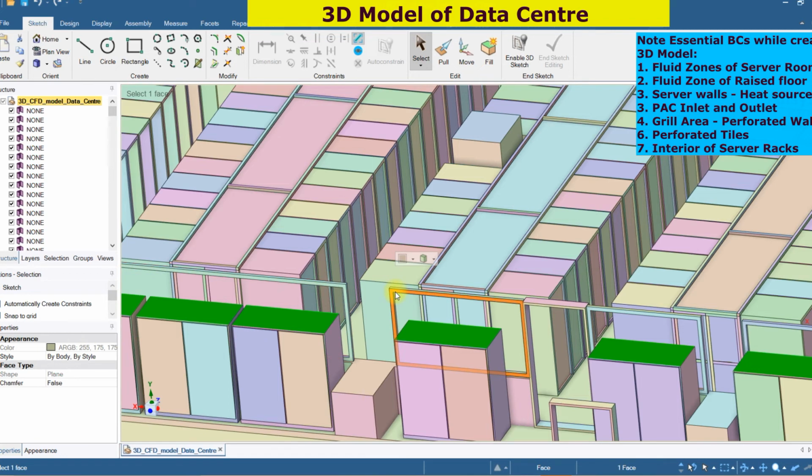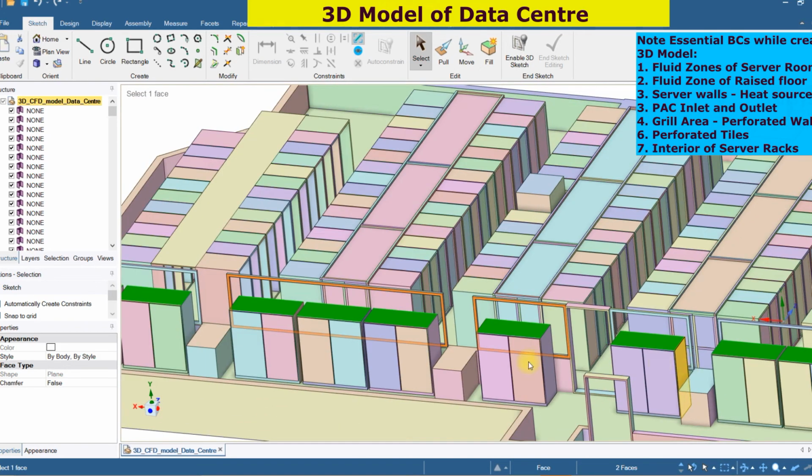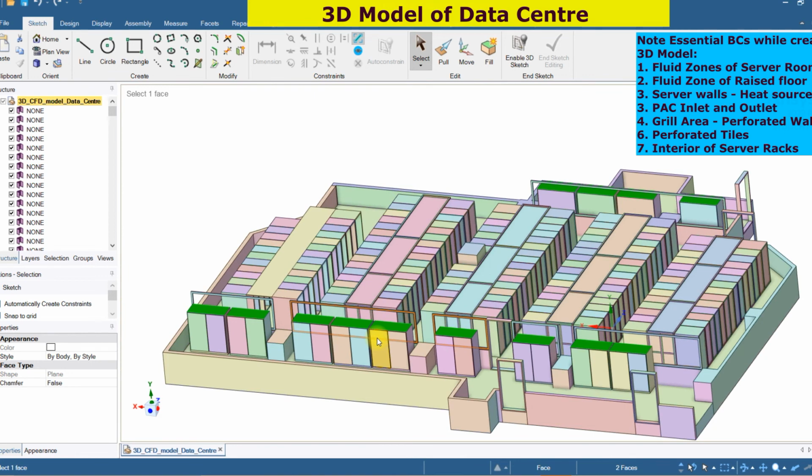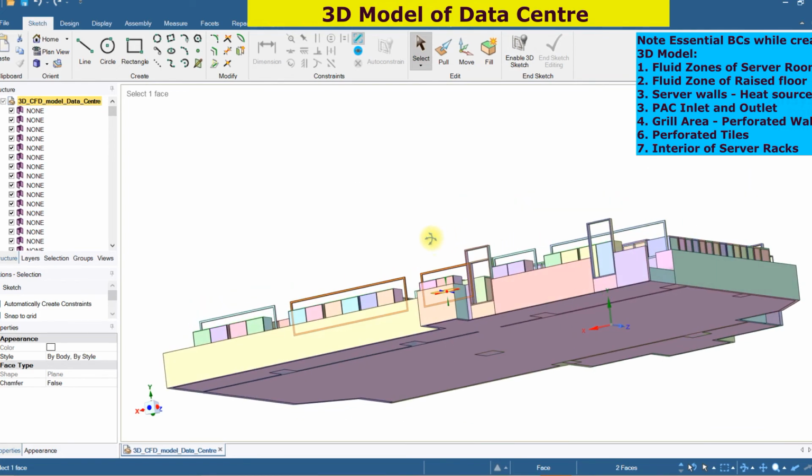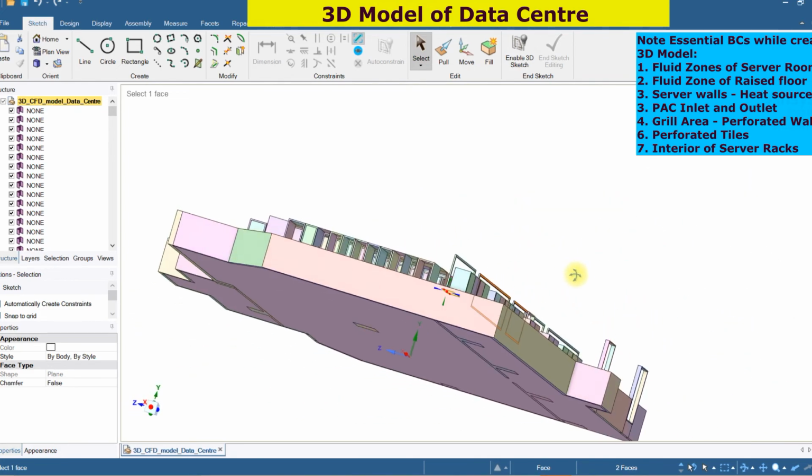Here these frames are given. These are the screen of grill sheet, because grills are attached to this frame for good distribution of air in the data center. After completion of this model, we can use it for the CFD simulation.